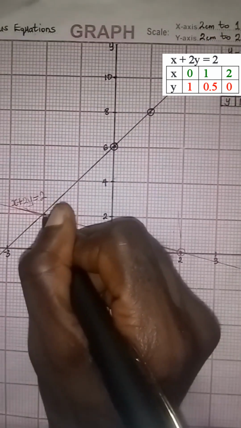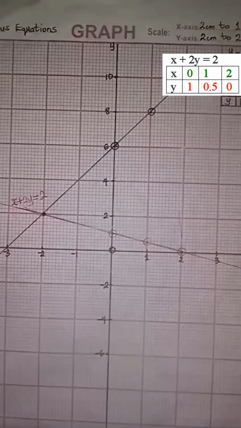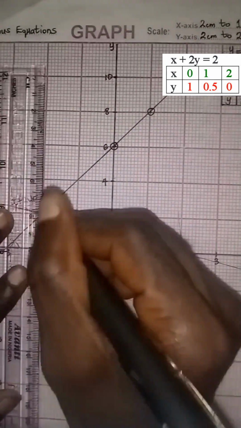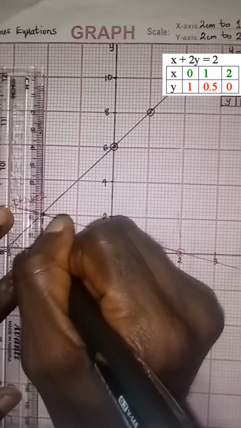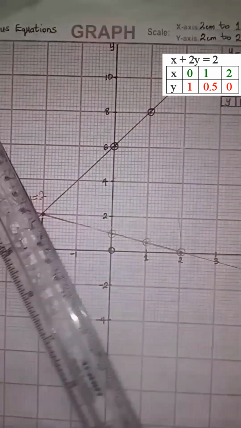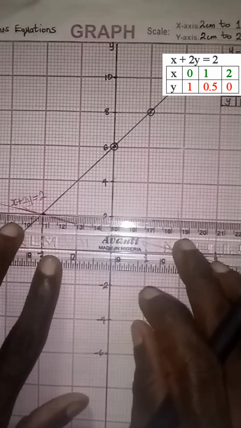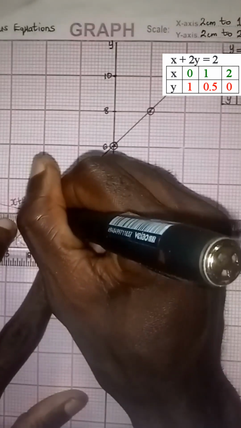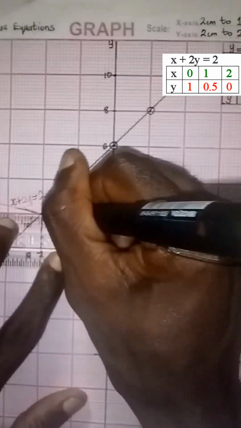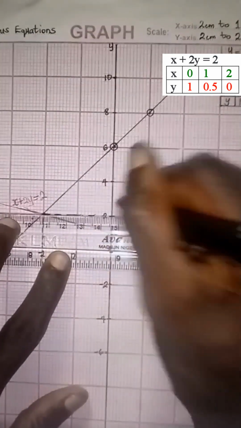So if they intersect here, we are going to need to trace it to the x-axis to get the value of x, and trace it to the y-axis to get the value of y. And this is actually the third step in a graphical approach to finding the solutions of simultaneous equations.